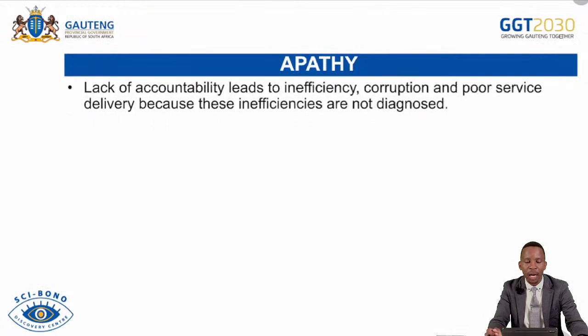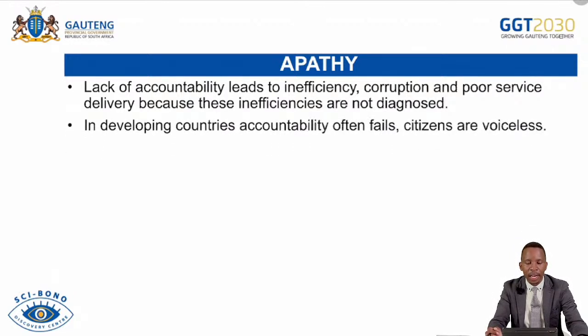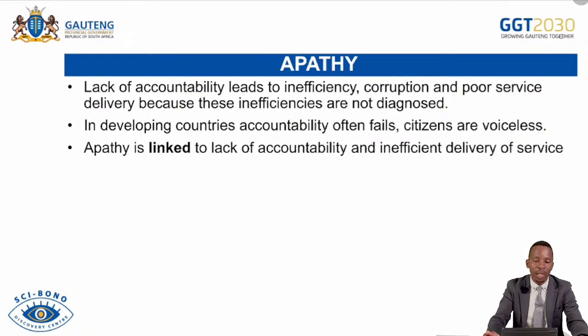And then we continue with the apathy. Lack of accountability leads to inefficiency, corruption, and poor service delivery because these inefficiencies are not diagnosed. So in developing countries, accountability often fails because citizens are voiceless. They simply don't make use of their own voices as voters. Apathy is linked to lack of accountability and inefficient service delivery.